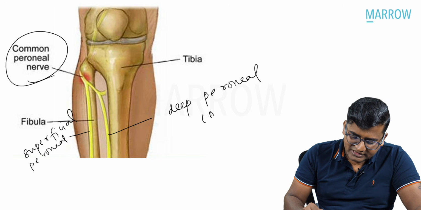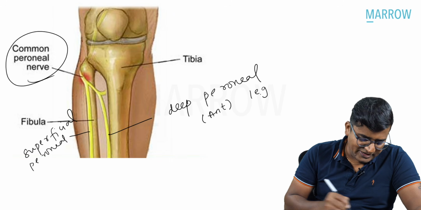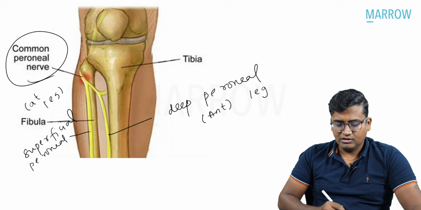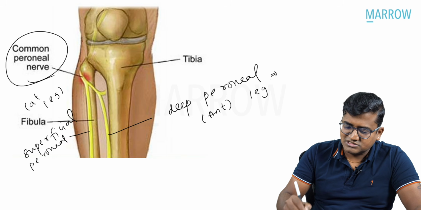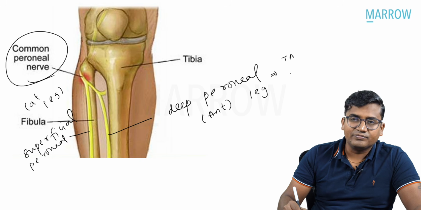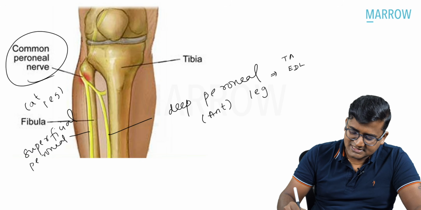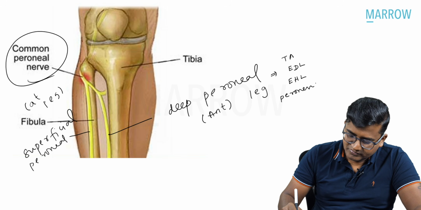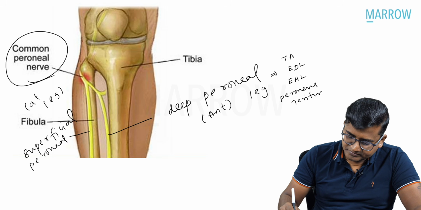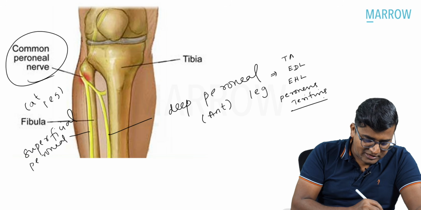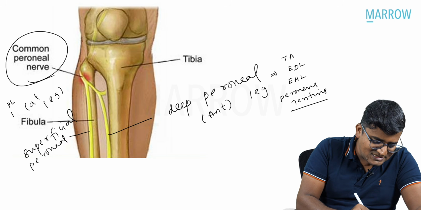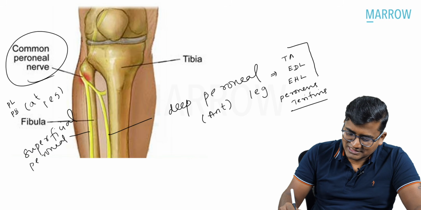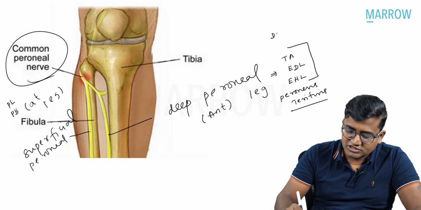So deep peroneal nerve is a nerve of the anterior compartment of leg. Superficial peroneal nerve is a nerve of the lateral compartment of leg. Now in the anterior compartment of leg, what are the muscles we have? Tibialis anterior, extensor digitorum longus, extensor hallucis longus and peroneus tertius. And in the lateral compartment of leg, we have peroneus longus and peroneus brevis. Now tibialis anterior, extensor digitorum longus and extensor hallucis longus do the dorsiflexion.